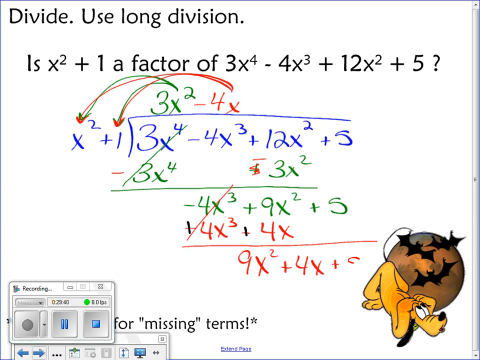Plus 4x plus 5. They're not like terms. I just kind of see that I wasn't totally crazy.